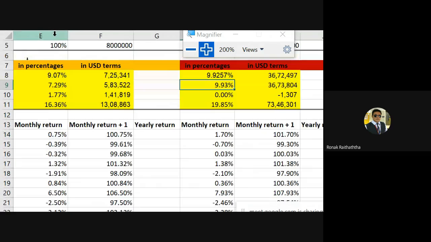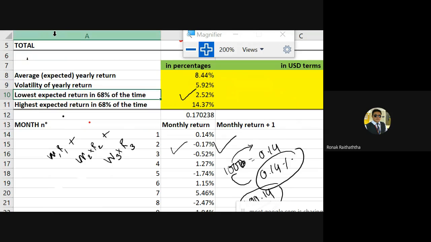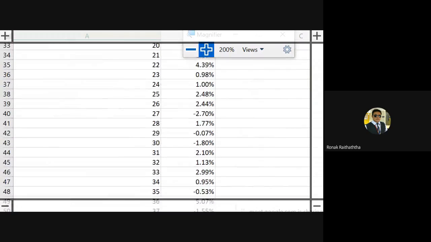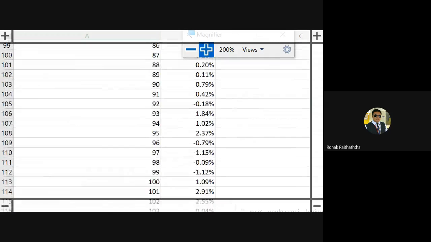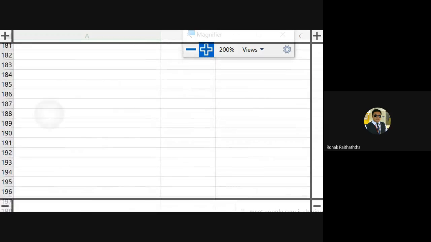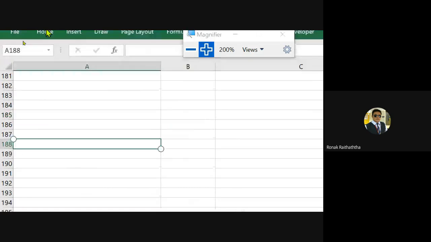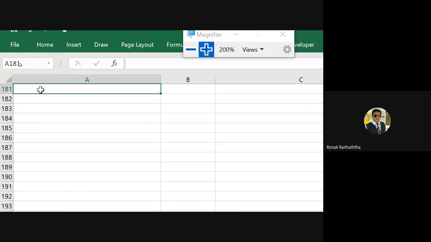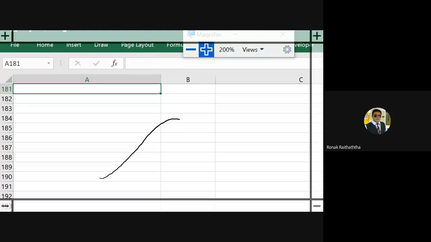We have found the standard deviation as well as the average return from all these three portfolios. Now we would move to the lowest expected return in 68% of the time. Sir, what is this? Okay, for that we'll have to again go to the standard normal distribution. The standard normal distribution of the probabilities looks like this. If you can recall the bell curve which I had drawn last time, I would again be repeating that. This is how it looks like.